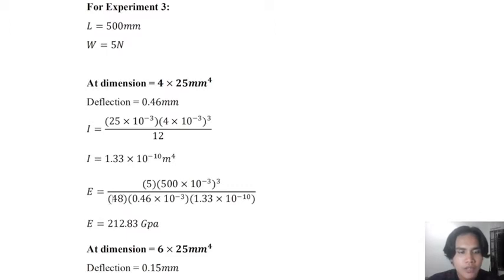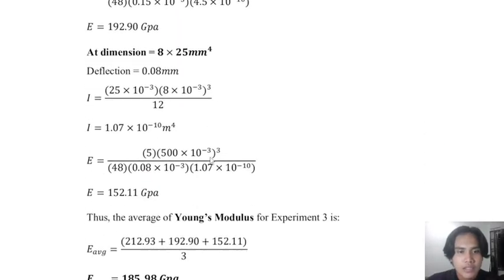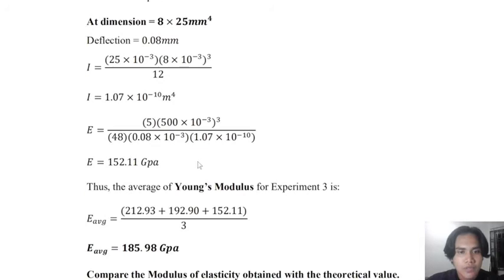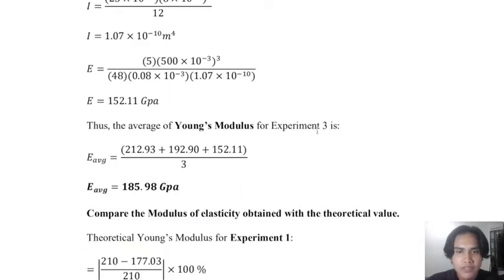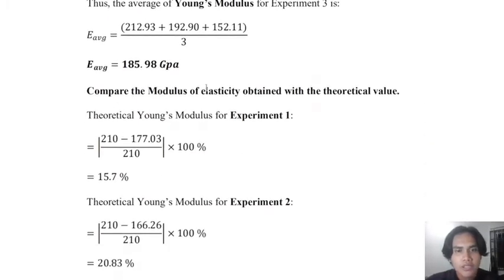The calculation is continued for each dimension until we get all the values of Young modulus for each dimension. We can find the average for experiment 3. The value is 185.98 GPa. Then we compare the modulus of elasticity obtained with the theoretical value.